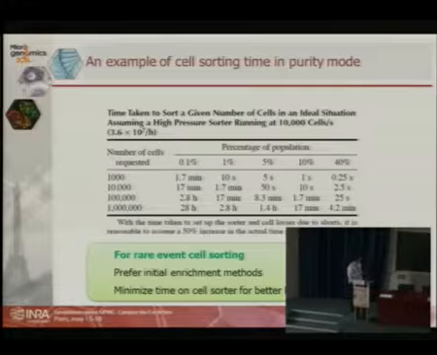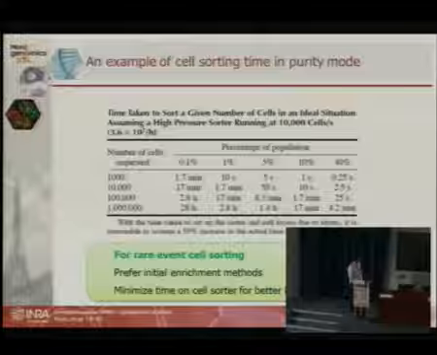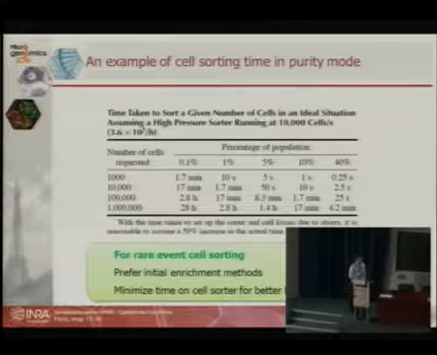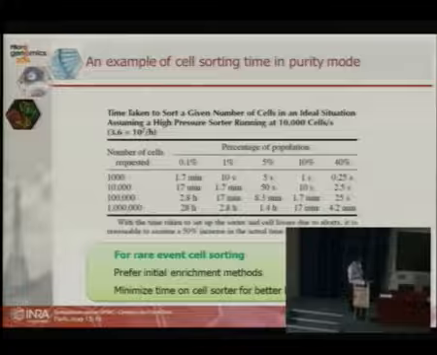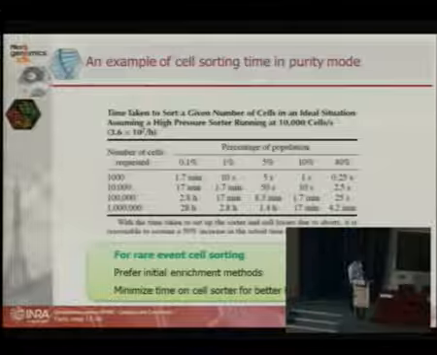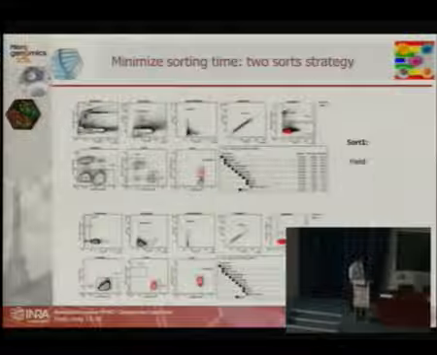So for rare event cell sorting, you have to prefer an initial enrichment method, because the time you spend on the machine, your cells are sitting on ice and they wait to be sorted, and the ones that got sorted wait for their brothers and sisters to come and join them. So it's really bad for the quality of your afterwards studies. So you really have to minimize the time on the cell sorter for having good quality.